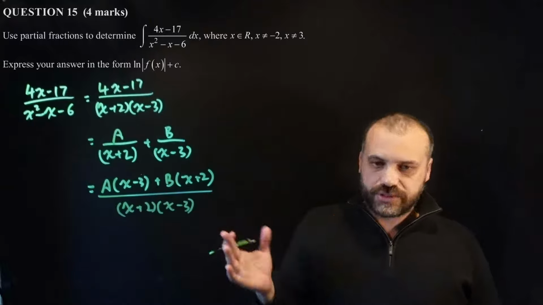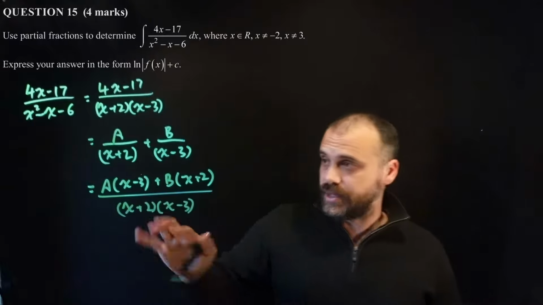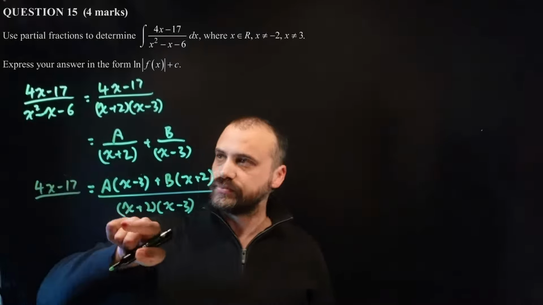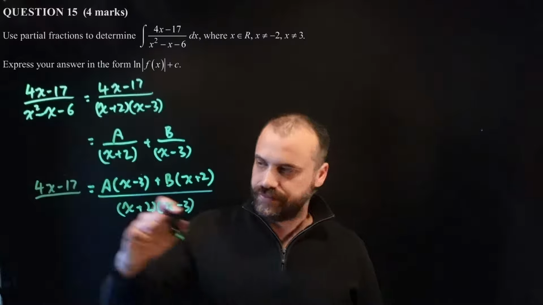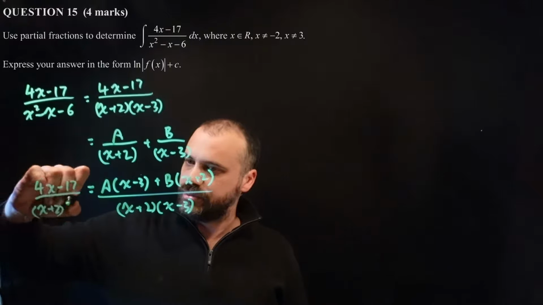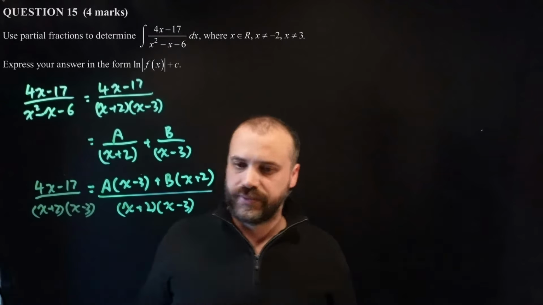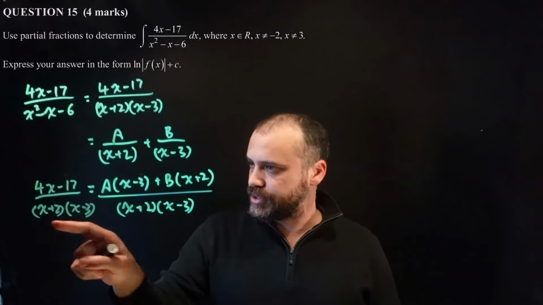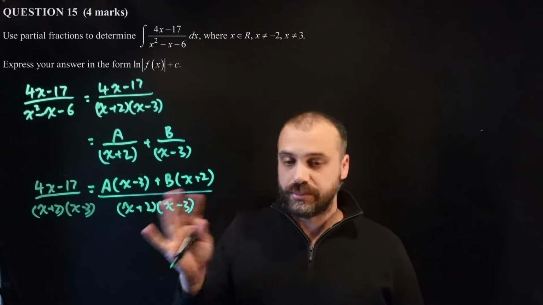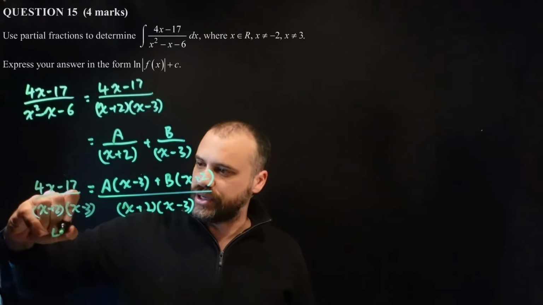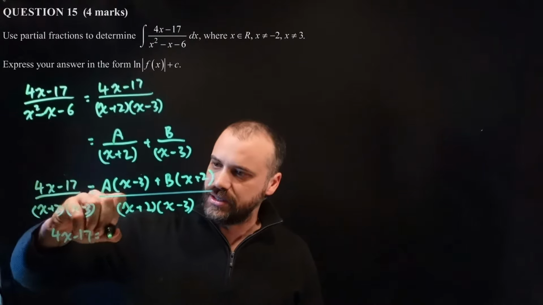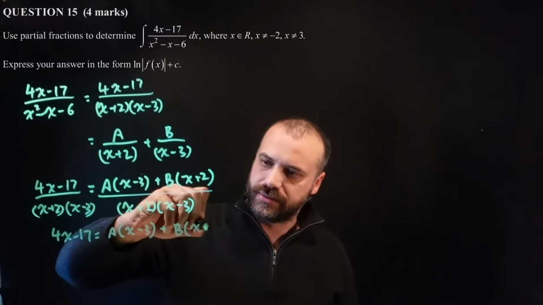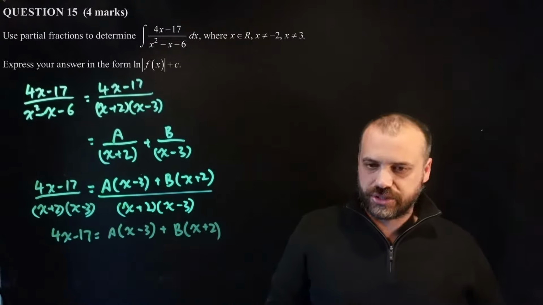Now we've gone backwards and forwards, but the reason we've done it is because on the left-hand side, we have 4x minus 17 over this, which is also this, x plus 2, bracket, x minus 3. Which, of course, means that if the denominator is x plus 2, x minus 3, we can multiply both sides by that denominator, and we're just left with the very clean 4x minus 17 equals a bracket x minus 3 plus b bracket x plus 2.